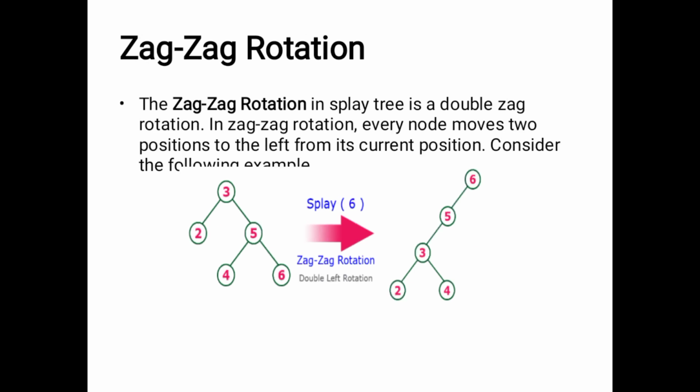This is the zig-zig rotation. Next, for the zag-zag rotation, we take a splay tree with double zag rotation. Every node moves two positions to the left. It means two nodes move to the left side. Here 6 moves. 6 goes to the root, and on 5 and 6's left side we connect to 5, and here is 4. Here 4 goes to the grandparent's right side. Here on 3's right side we connect 4.